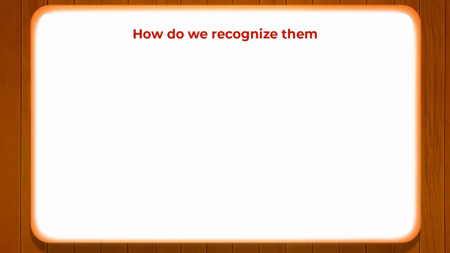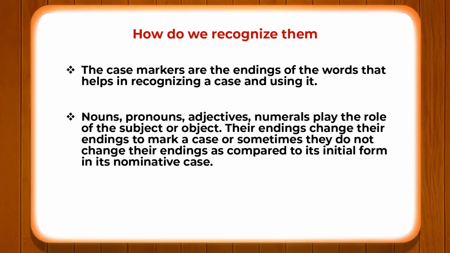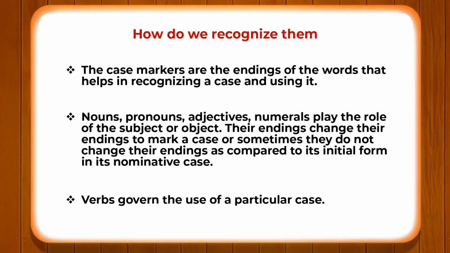How do we recognize them? The case markers are the ending of the words that help in recognizing a case and using it. Nouns, pronouns, adjectives, numerals play the role of the subject or object. They change their endings to mark a case, or sometimes they do not change their endings as compared to its initial form in its nominative case. Verbs govern the use of a particular case.